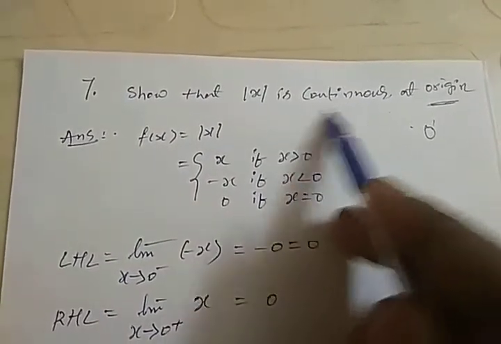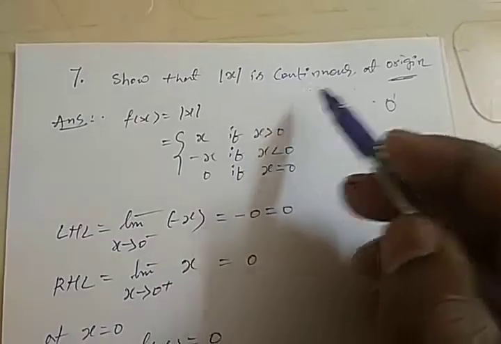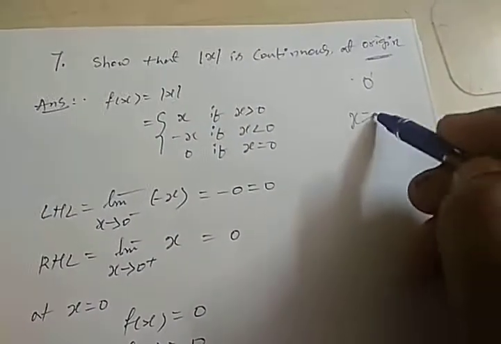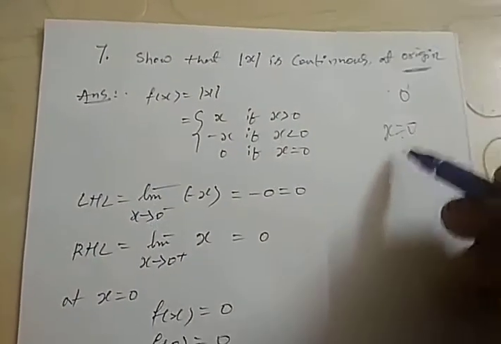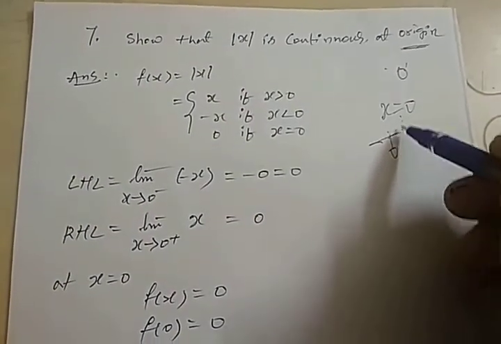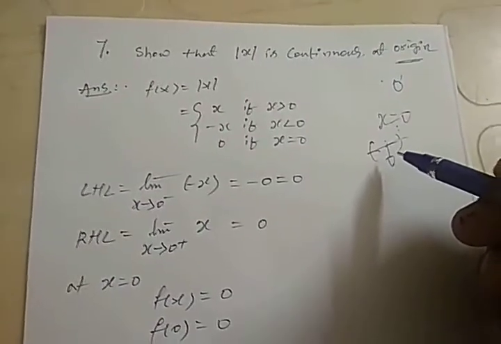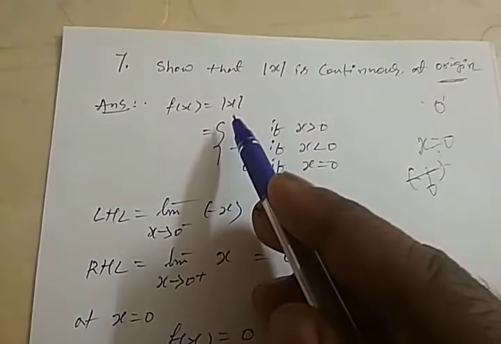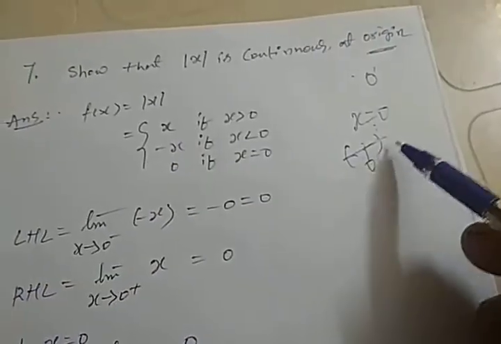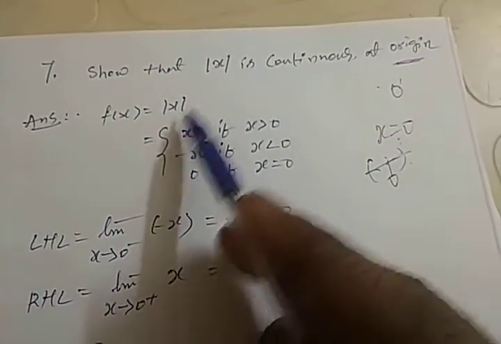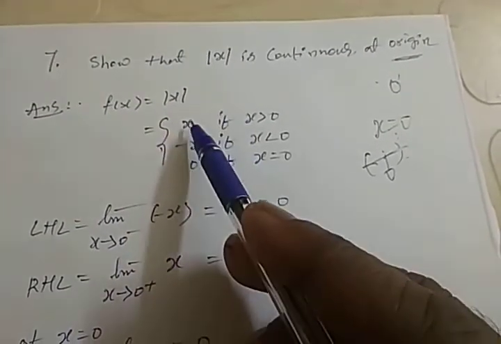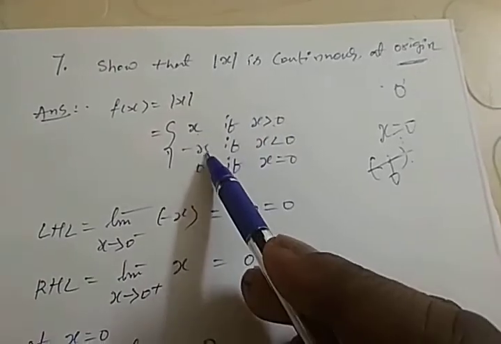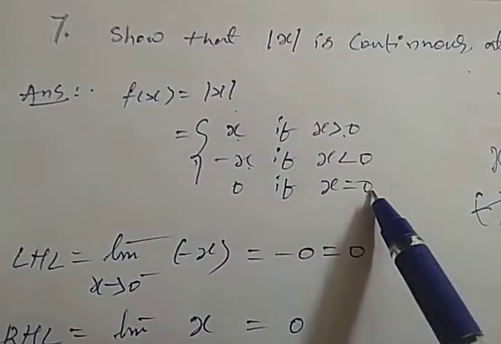To check the continuity of a function at the origin, that is at x equals 0, we have to verify in the neighborhood of 0. In the neighborhood of 0, we have to find the limit of the function, but we have to define the function there. Let us open this mod. The standard definition of mod x is: plus x if x greater than 0, minus x if x less than 0, and 0 if x equals 0.